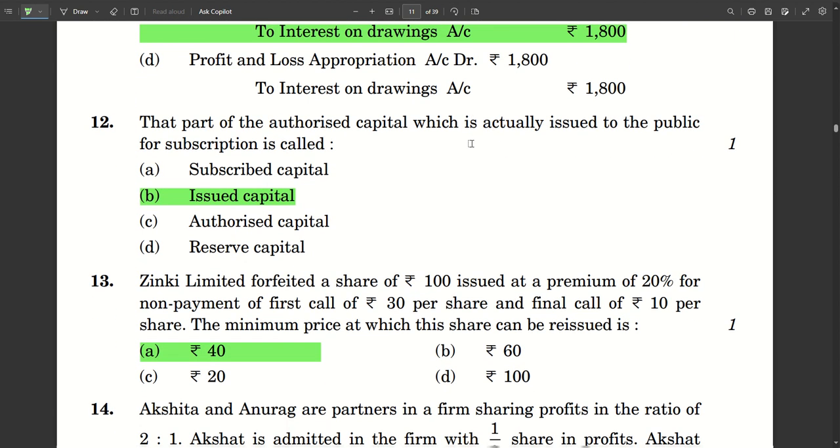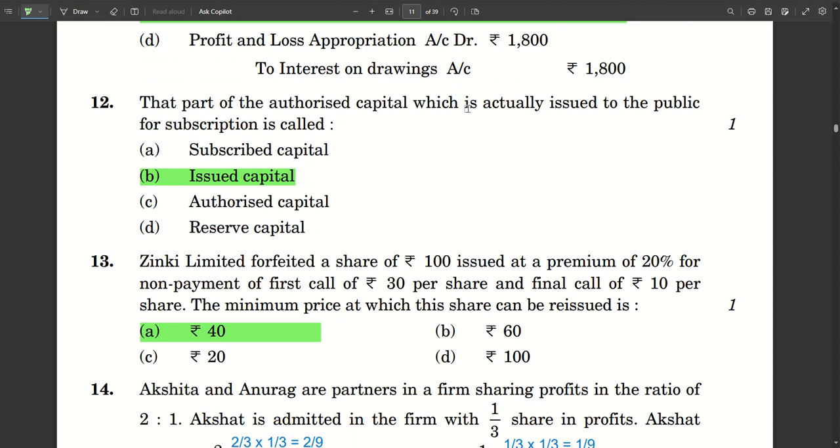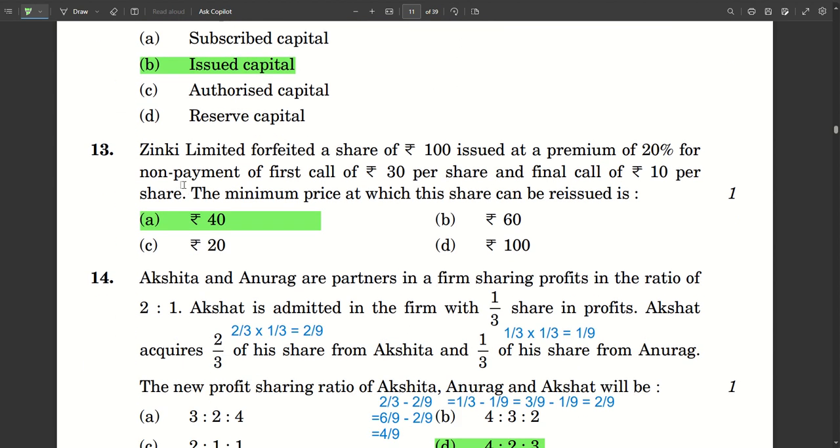Question number 12. The part of the authorized capital which is actually issued to the public is called nothing but issued capital. Don't be confused with the word subscription here. Issued is the keyword here. Next one, Sinki Limited forfeited a share of rupees 100 issued at a premium of 20% for non-payment of first call, rupees 30 per share, and final call, rupees 10 per share.